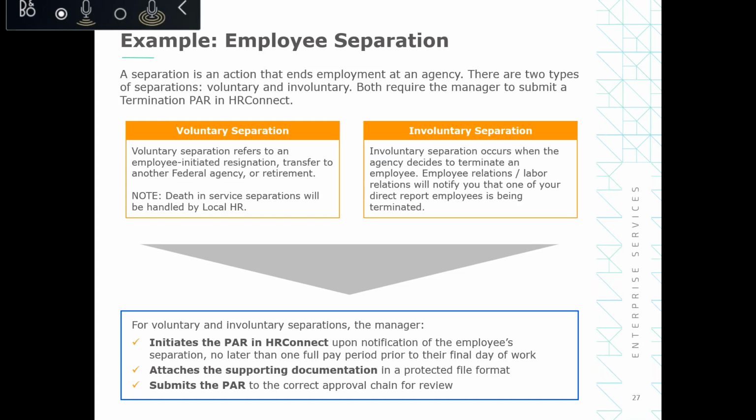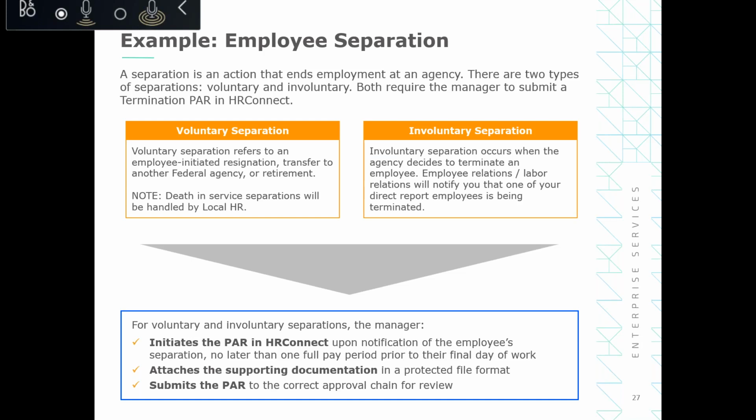Separation ends employment at an agency and can either be voluntary or involuntary. Voluntary separation refers to an employee-initiated resignation, potentially a transfer to another federal agency or retirement. Involuntary separation occurs when the agency decides to terminate an employee. Employee relations will notify you that one of your direct report employees is being terminated if that's the case. Both types of separation require the manager to submit a termination PAR in HRConnect.